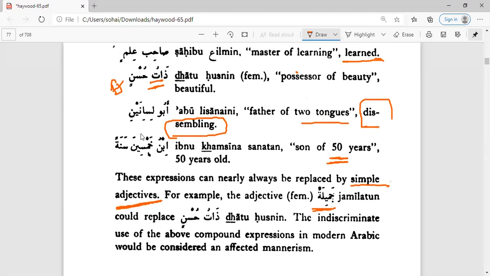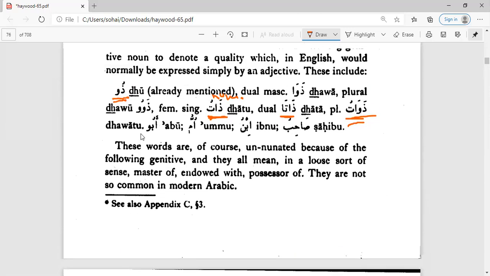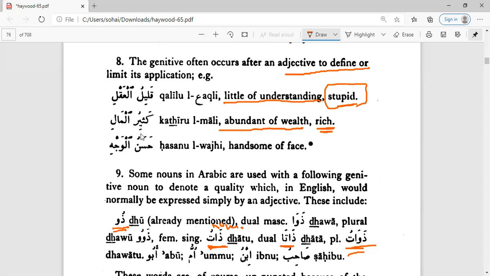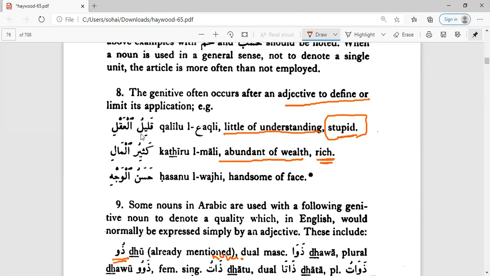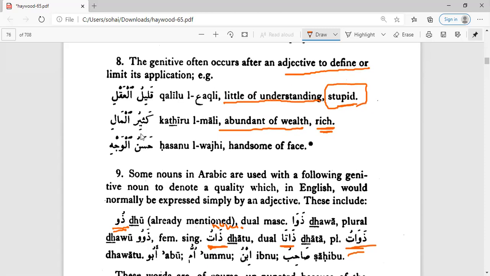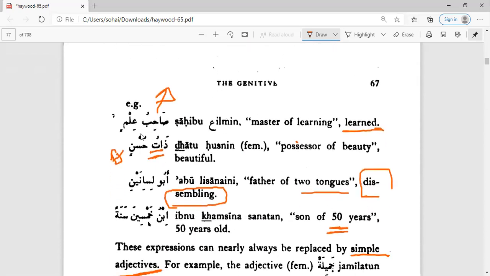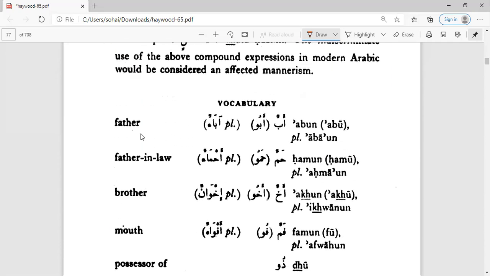Same with other words. If you want to say he is the master of learning, you could say Huwa Alimun. Alimun means learned. If you want to say stupid, you have balid in Arabic, which we haven't done before, or rich, for example, which Burhan pointed out, kathirul mali. You could just say huwa ghaniyun instead of huwa kathirul mali. So there are simple adjectives you could use to say the same thing.